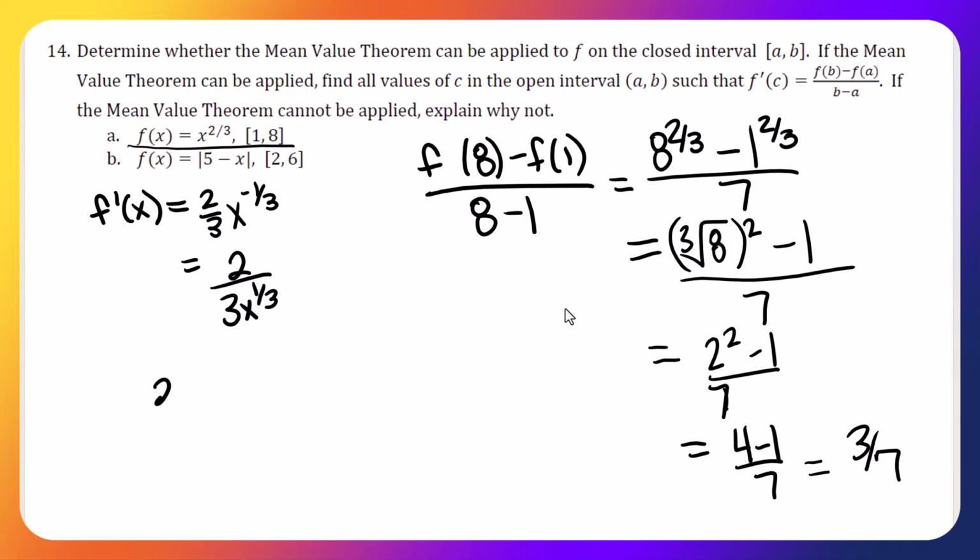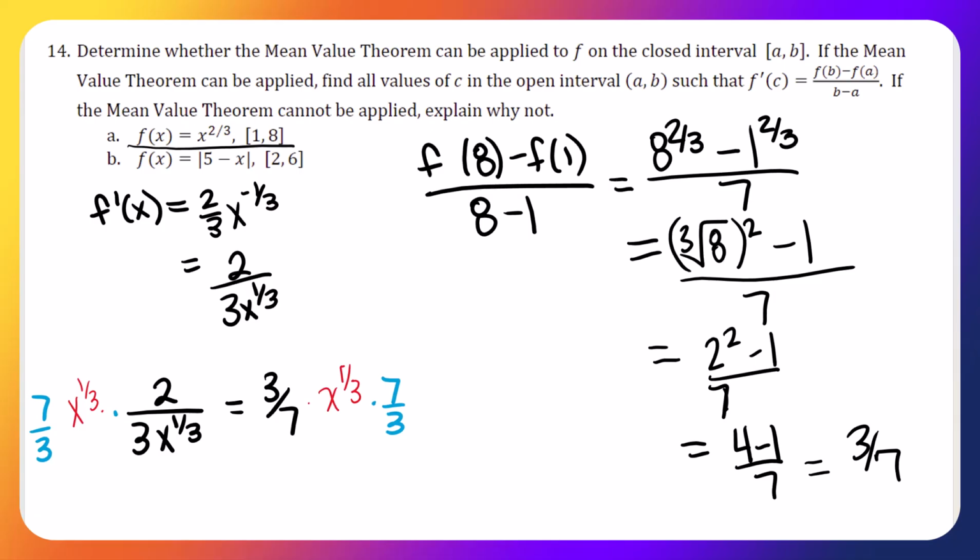So if I take that 2 over 3x to the power of 1/3 and set it equal to 3/7, now we just need to solve for x. So I'm going to go ahead and multiply by x to the 1/3 to get that out of the denominator. And then I'm also going to multiply by 7/3 to move that 7/3 over. All right, so that's going to give me 14 over 9. 7 times 2, 3 times 3 is equal to x to the power of 1/3.